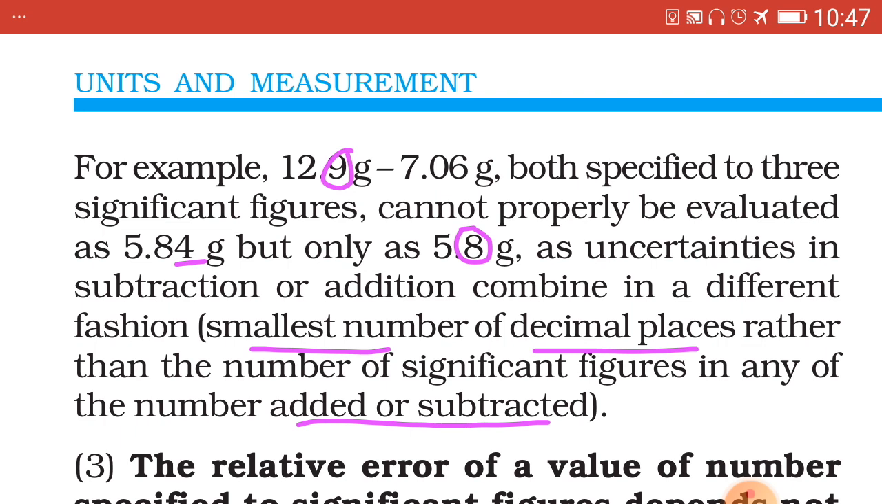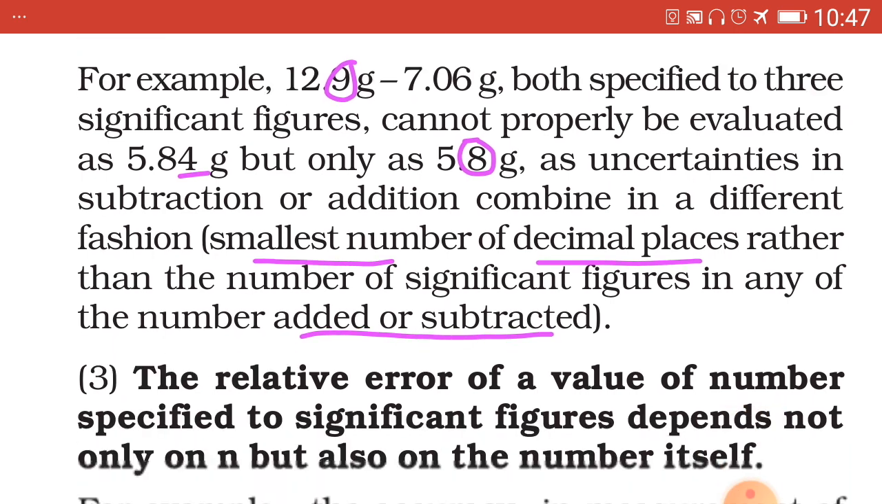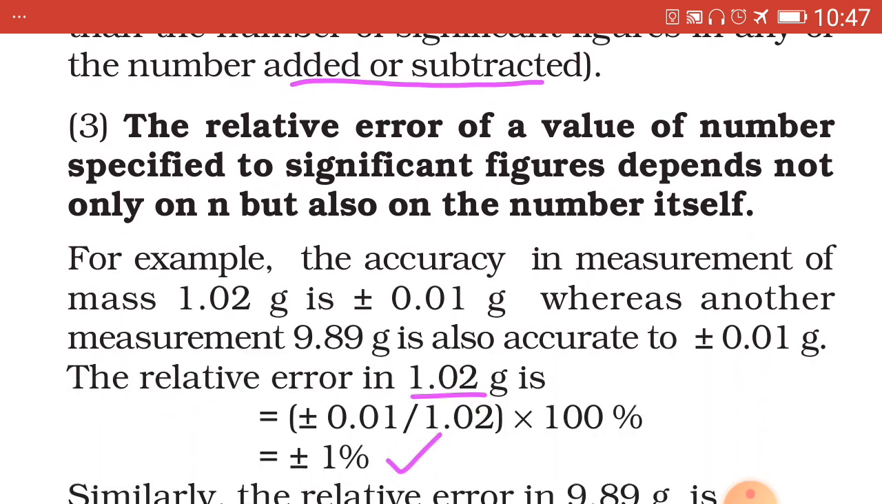0.06, so 2 decimals. So in the first one, the 9 digit has the decimal place, which is only 1. So here in the final answer you should retain only 1 decimal place, so it will be equal to 5.8 gram only. 0.8 has been encircled. Next rule.